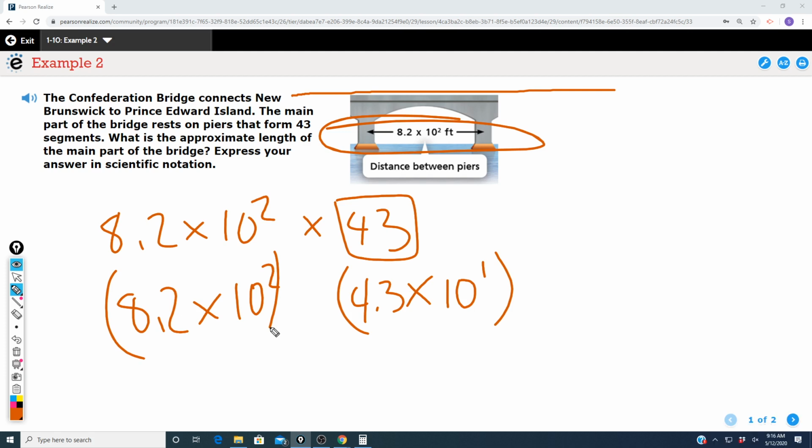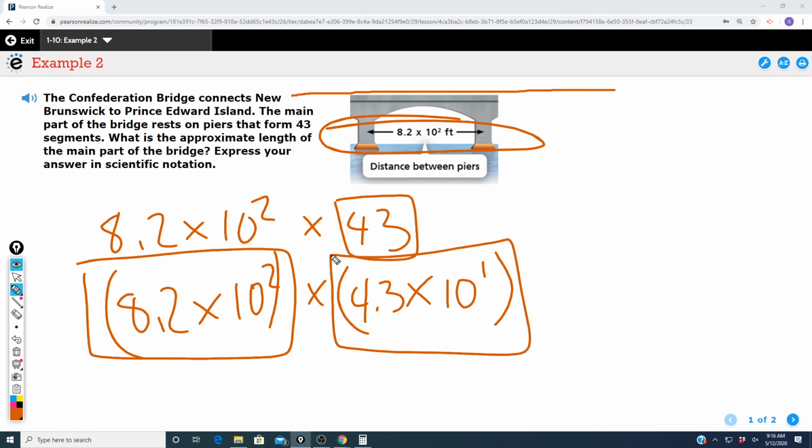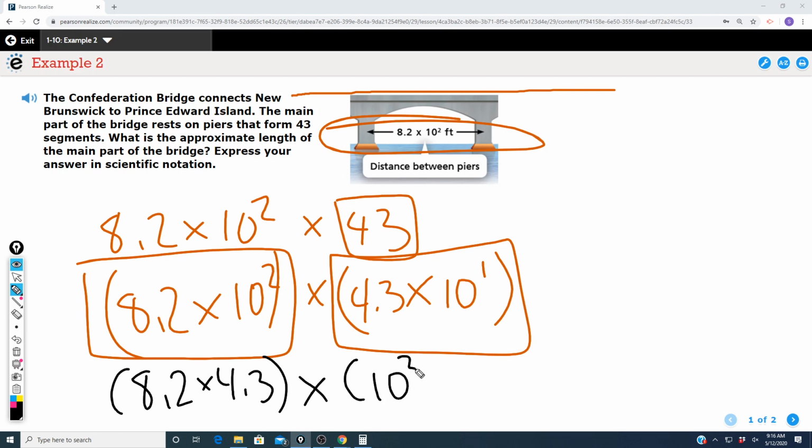But in this instance right here, we change both of our things here. We have 8.2 times 10 to the second times 4.3 times 10 to the first. What do you think we can do? I'll boggle the mind even more here. We can change the numbers around. So 8.2 times 4.3 times 10 to the second times 10 to the first.